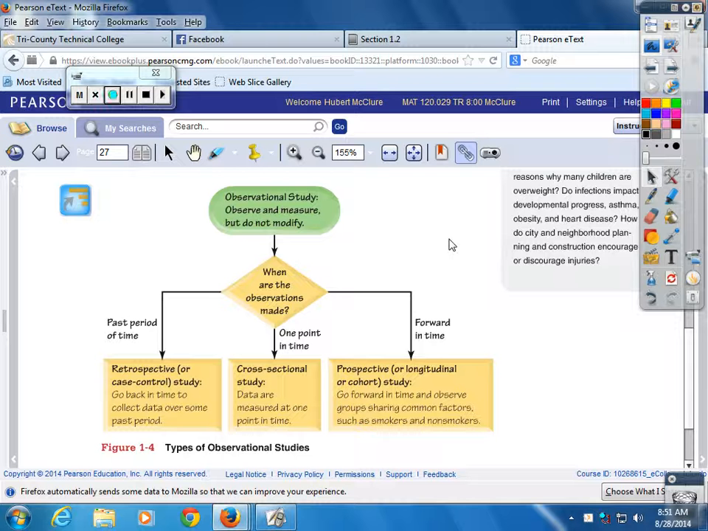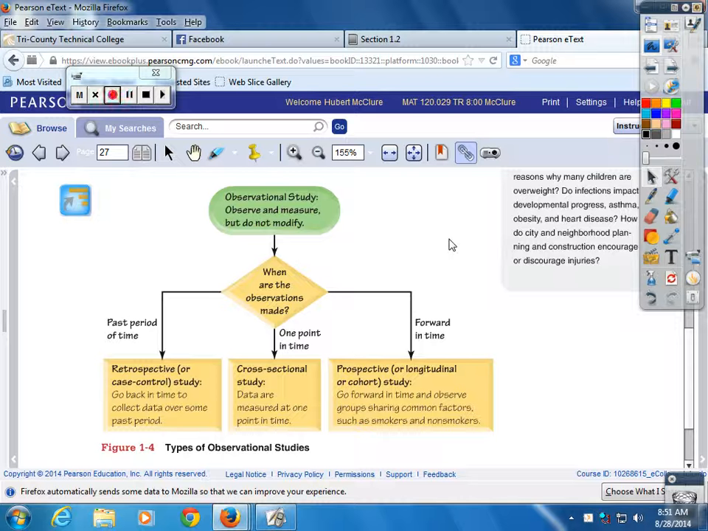All right, retro is back in the day. In other words, if you do a study of murders back in the 1960s, then that's retro. Murders in South Carolina during the years of 1960 to 1969, then that would be retro.